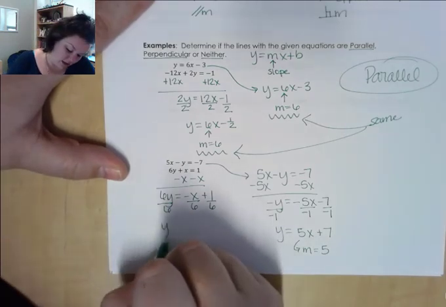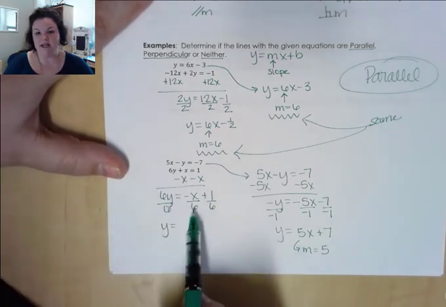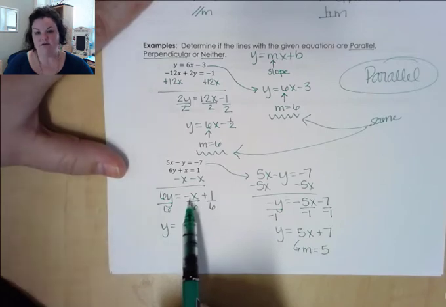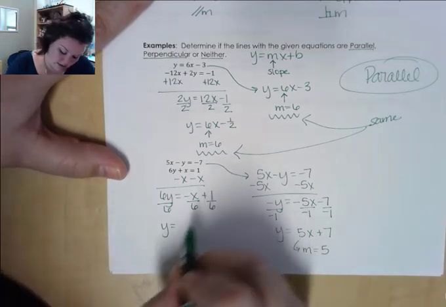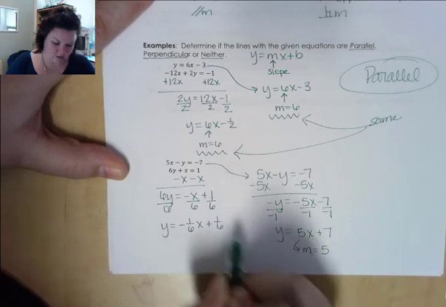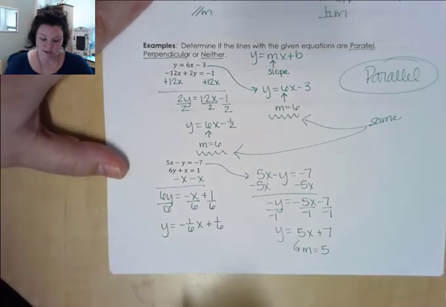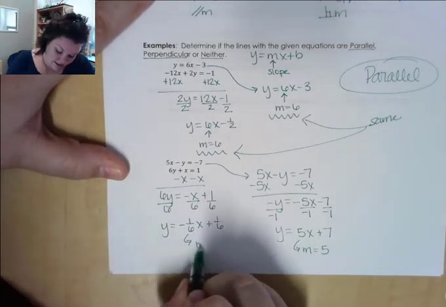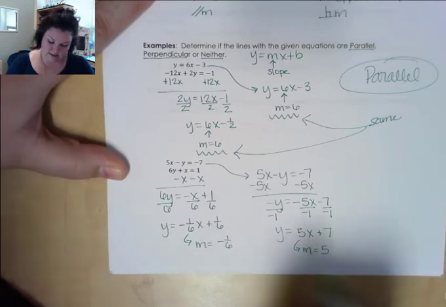So I end up with y is equal to, now when it's written like this, the implied number in front of this x is a 1, right? I really have a negative 1 here. So I'm going to write it with the number first and then the x. So this is the same as -1/6 x + 1/6, right? So here I can see that my slope is -1/6.